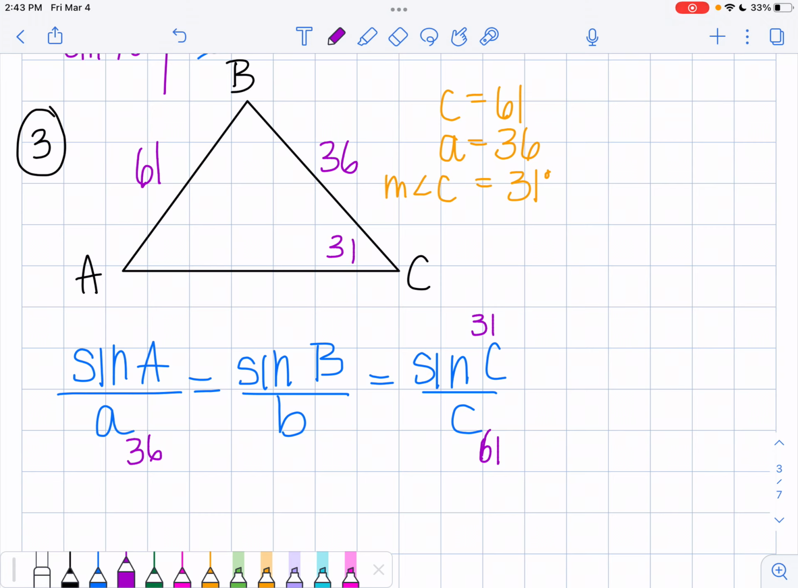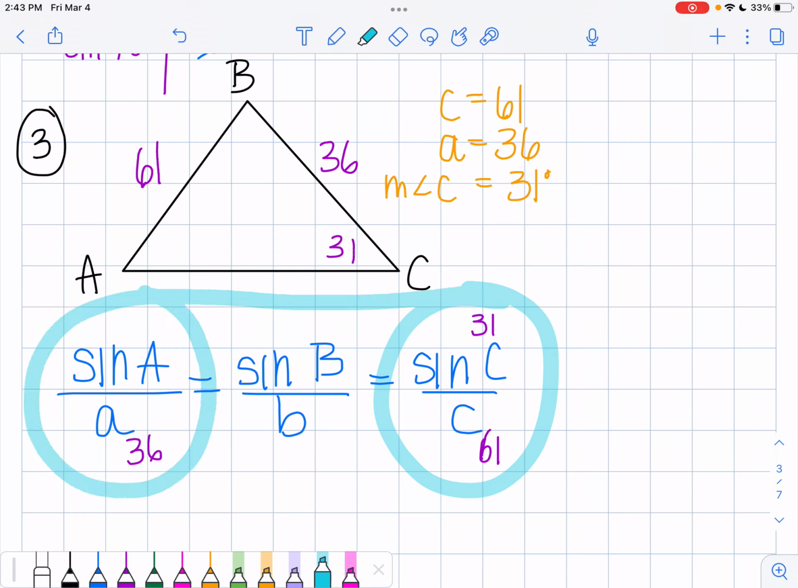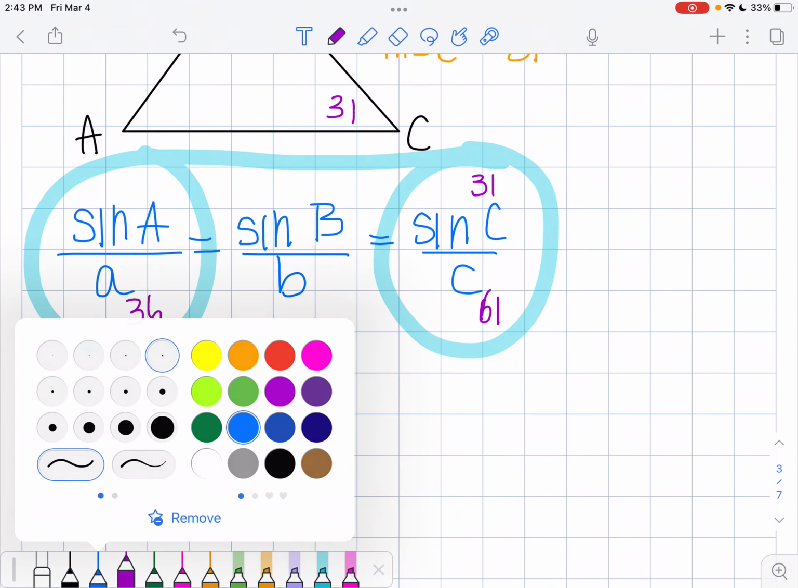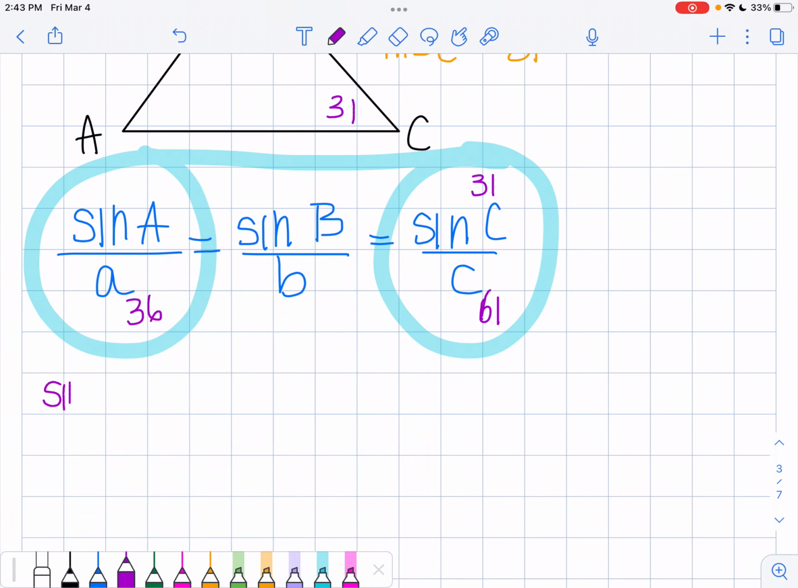Okay, so now here, this gives us some different information. Here I already have a complete ratio, but they gave me another side instead of an angle, so I have to find the angle. So this is a teeny bit different. We will start with A because we have no information for B, so the only place I can start is A. So I'm going to say that the sine of A over 36 is equal to the sine of 31 over 61.